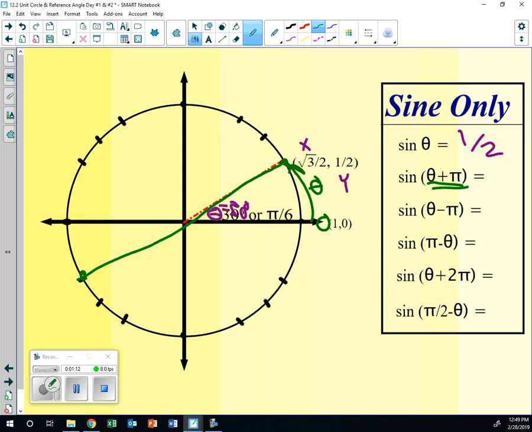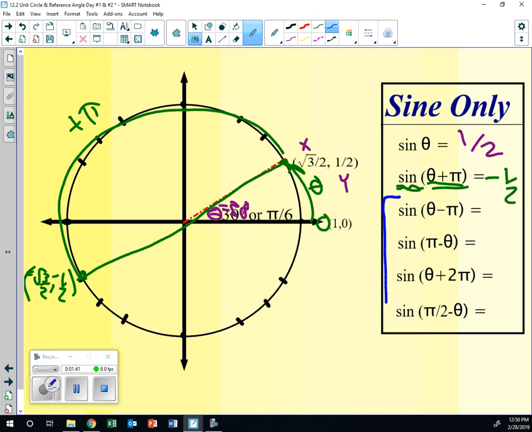And now you're going to get a new coordinate, which is still square root of 3 over 2, 1/2, except in quadrant 3 they'll both be what? Negative. Yeah. So now, what is the sine of theta plus pi? We did theta, and we added pi. What did you end up with? Negative 1/2. So we would put negative 1/2.